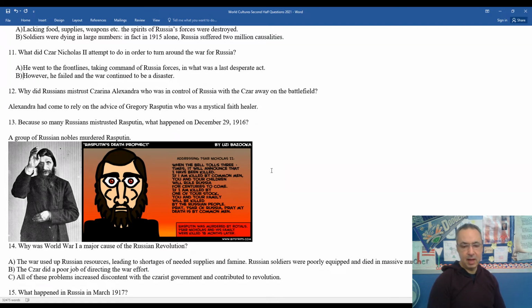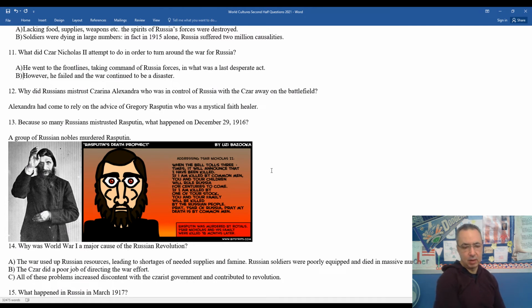"If I am killed by the common men, you and your children will rule Russia for centuries to come. However, if I'm killed by one of your stock, members of the bourgeoisie, nobility, or royalty, you and your entire family will be killed by the Russian people. Pray, Tsar of Russia, pray, my death is by the common men." Rasputin was murdered by royals. Several months later, Tsar Nicholas II, the last of the Tsars, and 18 members of his extended family were killed. So they basically tried to wipe out the entire Romanov dynasty.